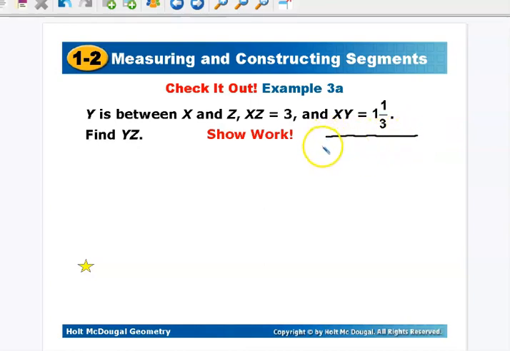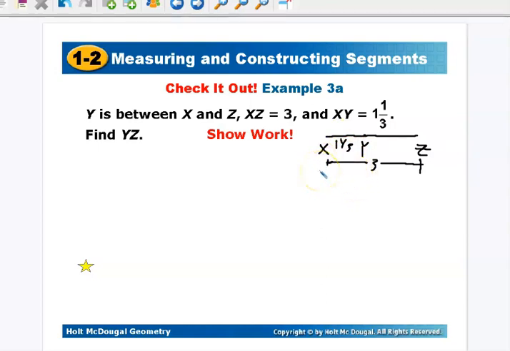So we know at the back end we have X, at the front end we have Z, and Y is somewhere in the middle. The entire length is 3, but from X to Y, it's only 1 and 1/3.